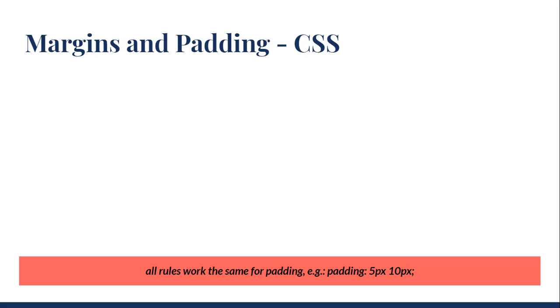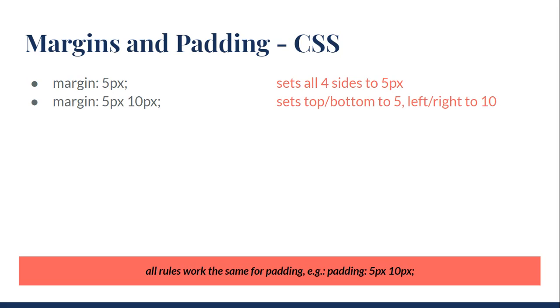So we're going to talk about a variety of different margin and padding rules that we have here. And I'm going to talk about them in terms of margins, but anything that I do here for margin will also work for padding. So the first one is I write margin 5px. And what that does is it sets all four sides, top, right, bottom, and left, to 5 pixels. Second option, I write margin 5px space 10px. The 5 is going to apply to the top and the bottom. The 10 is going to apply to the left and the right, always starting with the top.